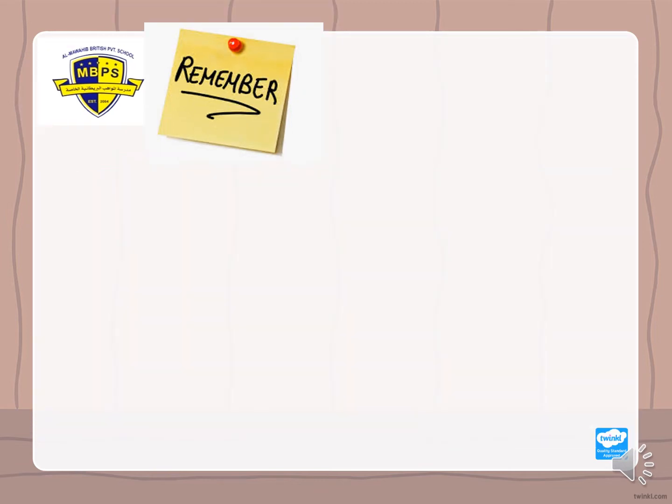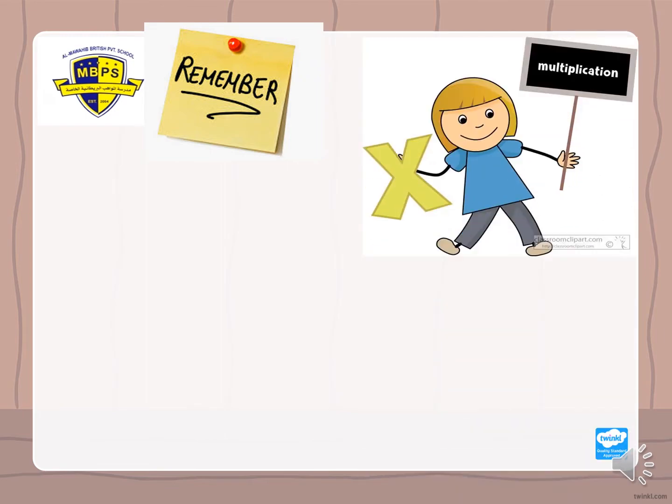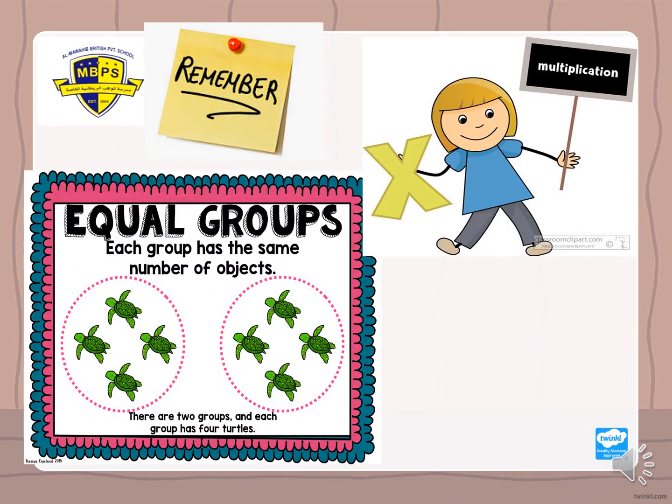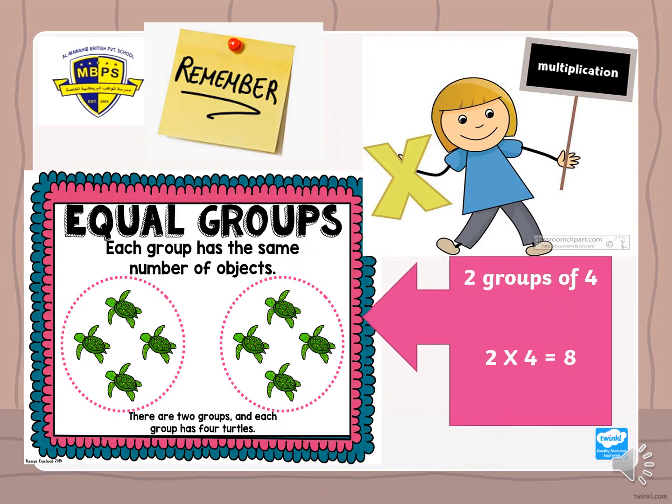But do you remember what is multiplication? Multiplication means adding equal groups. Do you remember this picture? Yes, we have here 2 groups of 4. We have 2 groups of 4 turtles in each group. So we can say 2 multiplied by 4 equal 8.